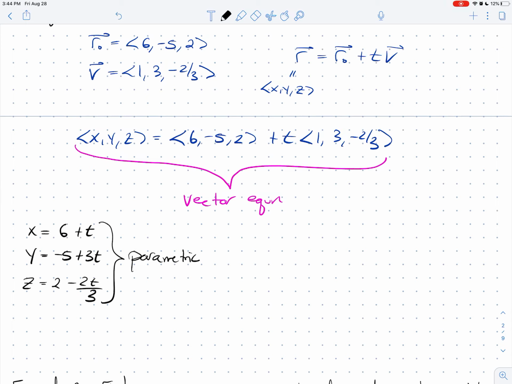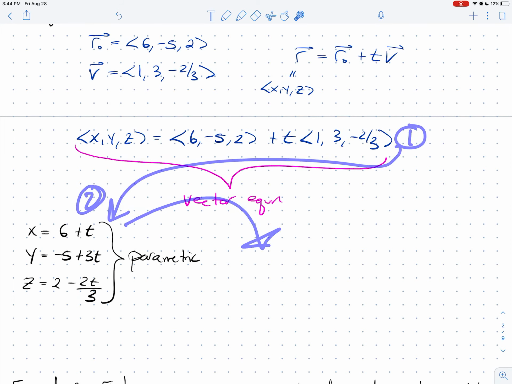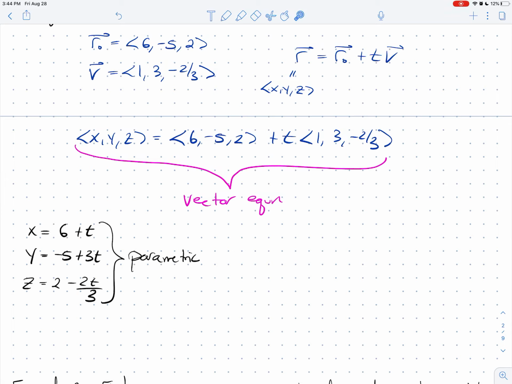And finally, we're asked to find the symmetric equations. There's kind of a pattern. You start here, and then you can easily get these. And then from these, you can easily write down the symmetric equation. So remember, you just solve for T in each component. Solve for it here, X minus 6, solve for it there, solve for it there. Most people don't write T equals, but you're just equating what T is in each case.